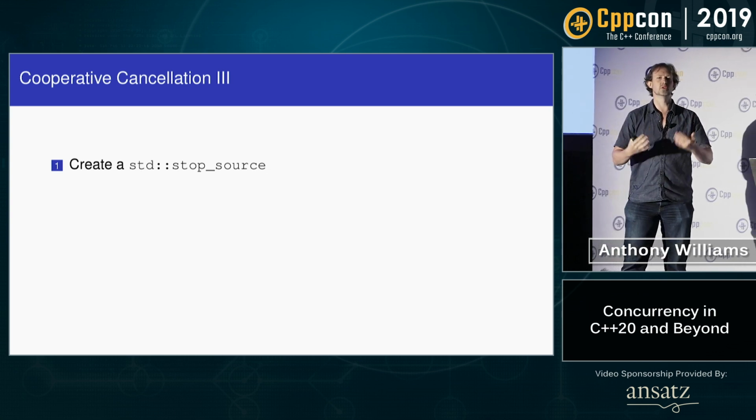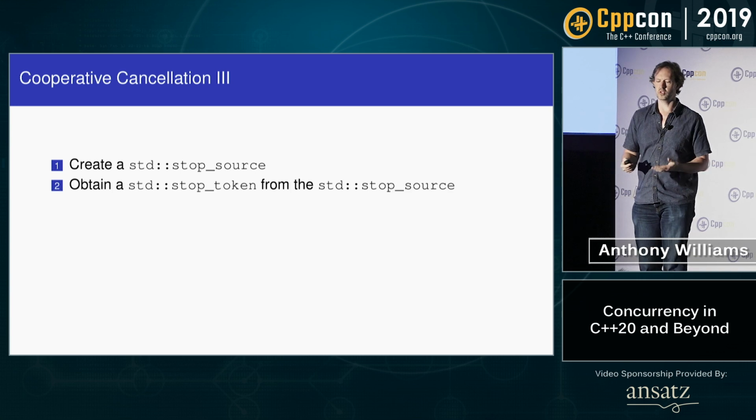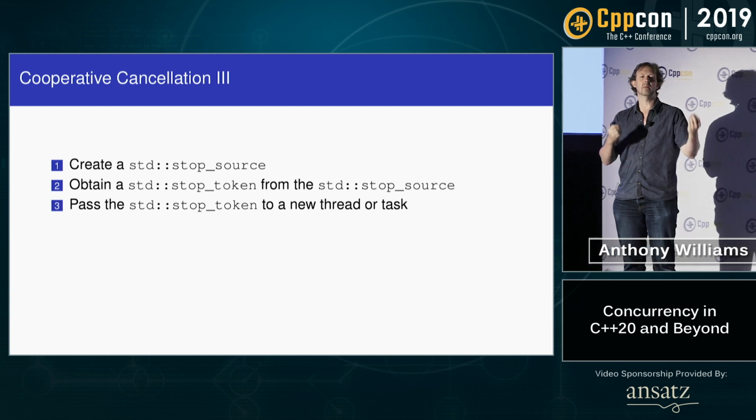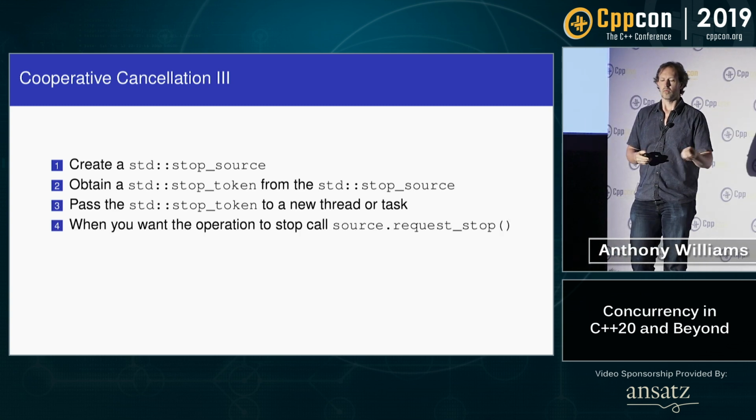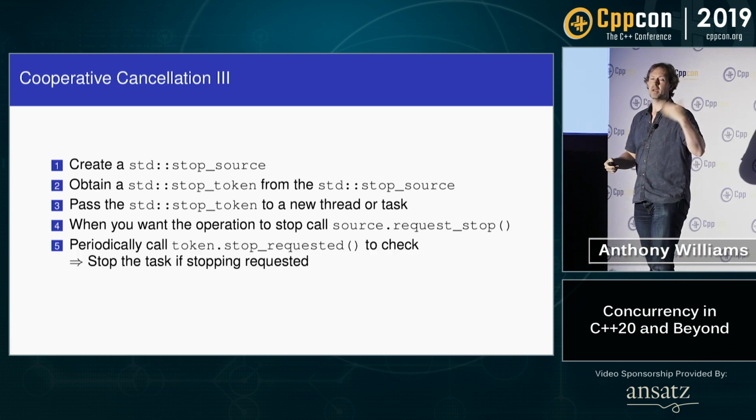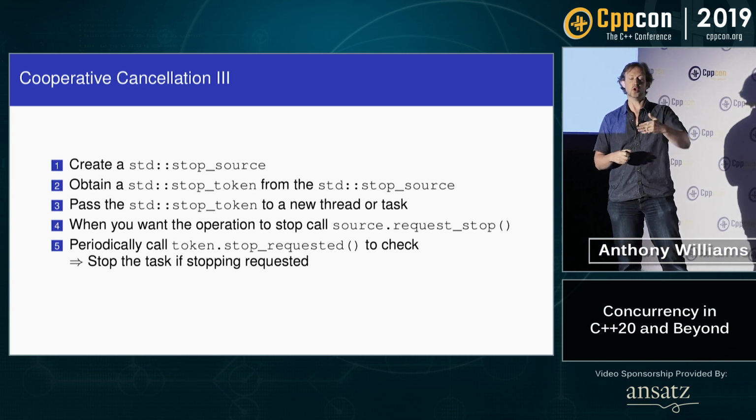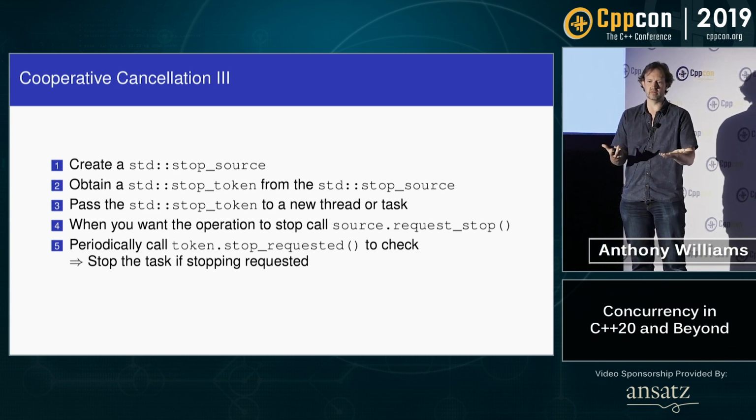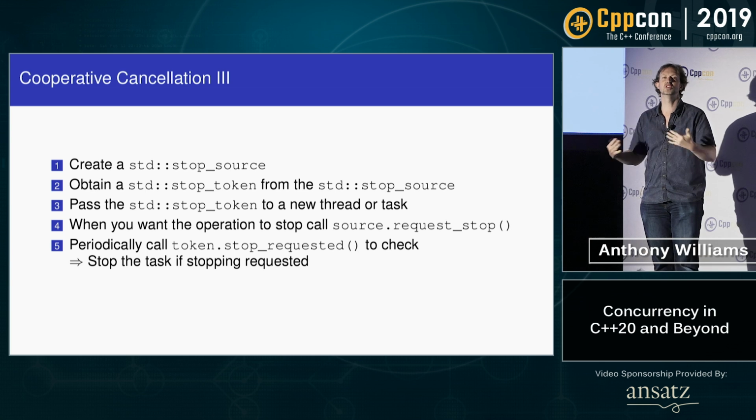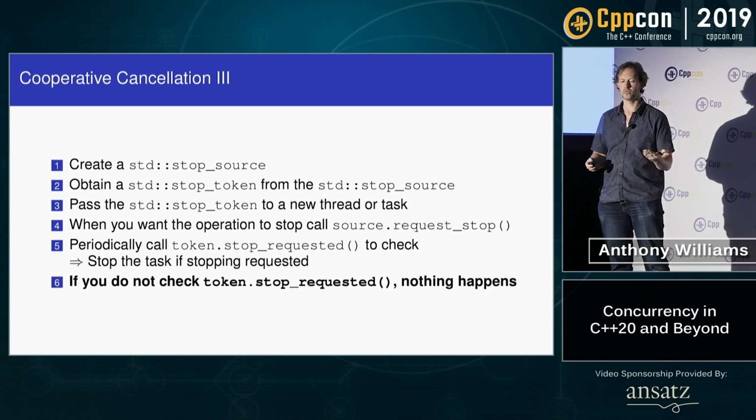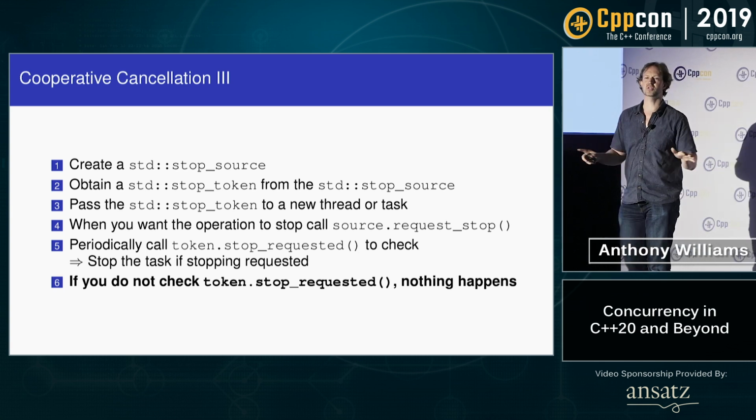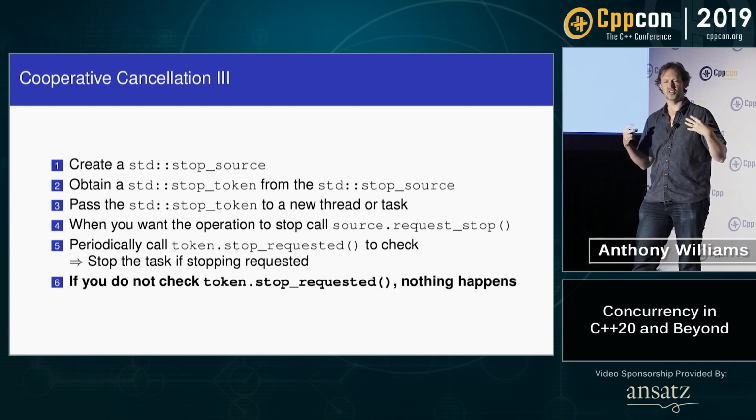As a general flow of how it works, you create a stop source, you obtain your token from the source, you pass your token to your background thread or background task, and when you want it to stop, you say request stop. Periodically, your background task will call stop requested. Query, has the stop been requested? And then it will have to decide, okay, somebody has asked me to stop, so now I'm going to do something about that. And again, to reiterate, if you do not call stop requested, nothing happens. This is purely cooperative. Nothing is forced on you.